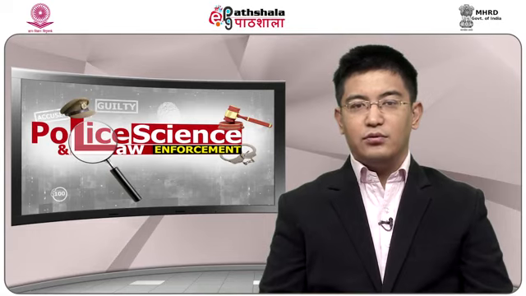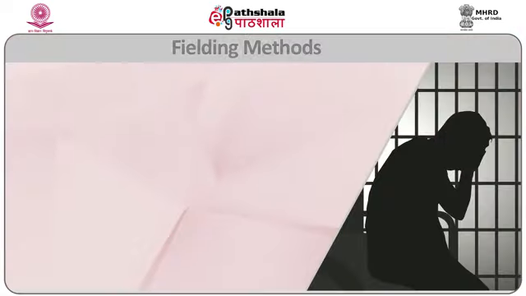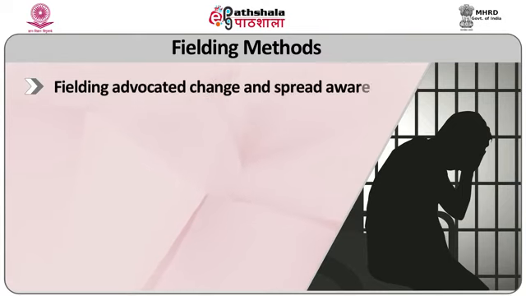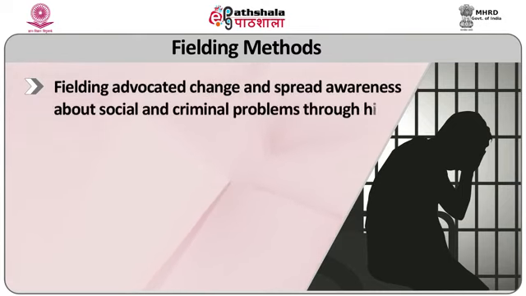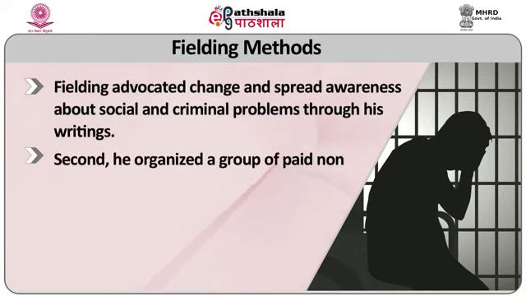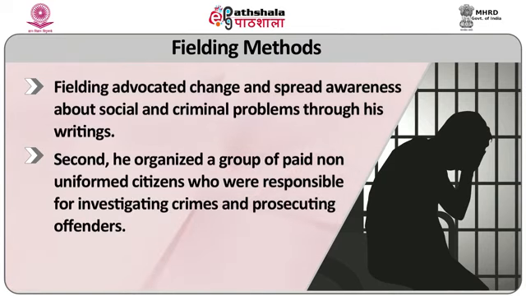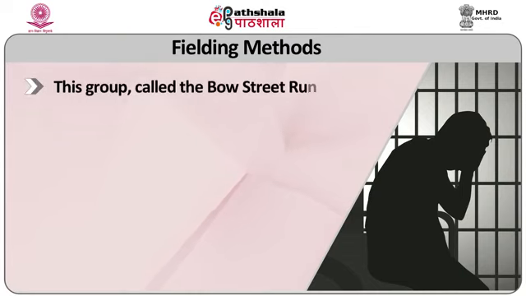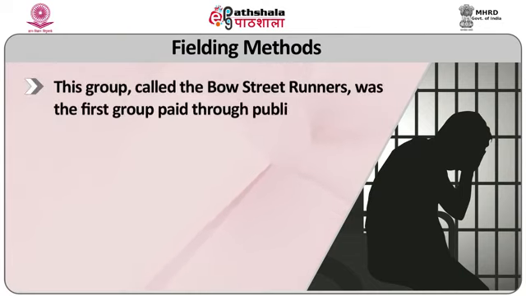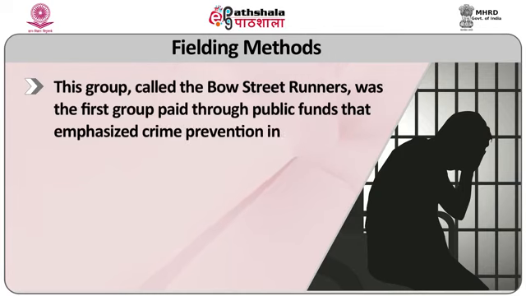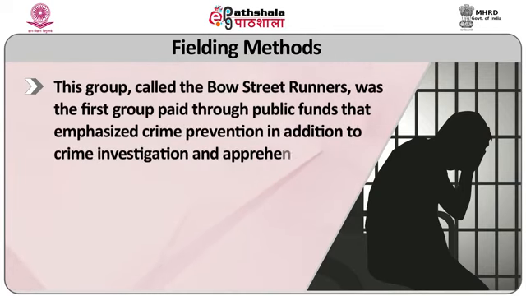He is credited with two major contributions to the field of policing. First, Fielding advocated change and spread awareness about social and criminal problems through his writings. Secondly, he organized a group of paid non-uniformed citizens who were responsible for investigating crimes and prosecuting offenders. This group, called the Bow Street Runners, was the first group paid through public funds that emphasized crime prevention in addition to crime investigation and apprehension of criminals.